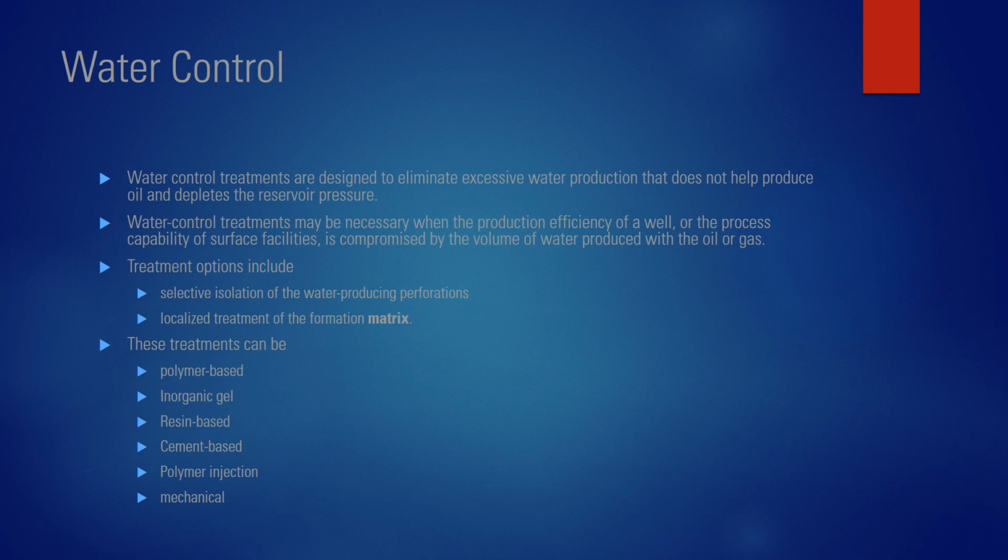Water control. Water control treatments are designed to eliminate excessive water production that does not help produce oil and depletes the reservoir pressure. Water control treatments may be necessary when the production efficiency of a well or the process capability of surface facilities is compromised by the volume of water produced with the oil or gas. Treatment options include selective isolation of the water-producing perforations and localized treatment of the formation matrix. These treatments can be polymer-based, inorganic gel, resin-based, cement-based, polymer injection, or they can be mechanical.